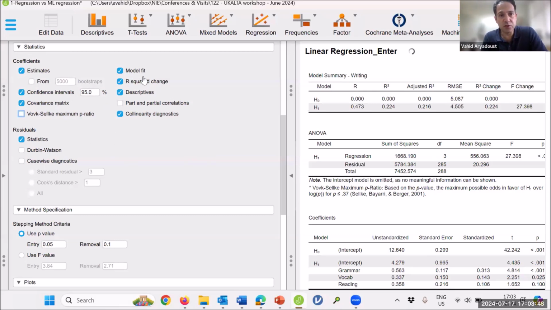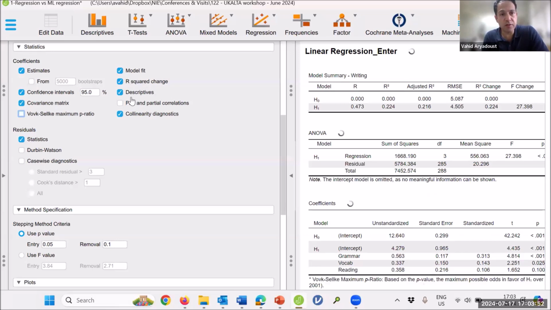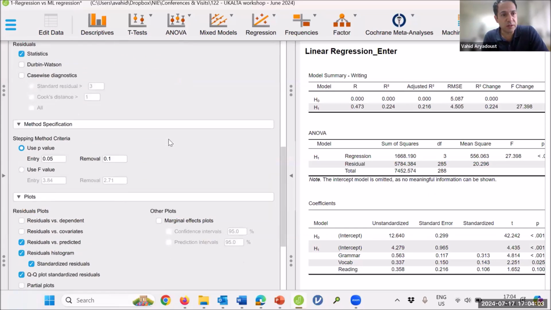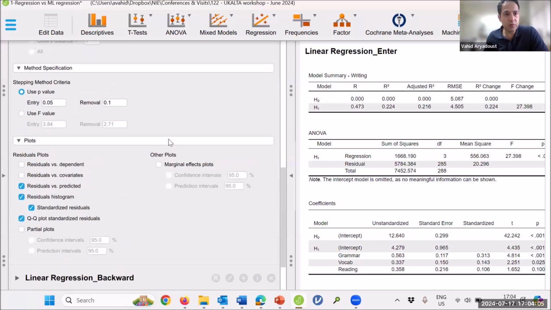Model fit is also important. R-squared change is important, and R-squared value itself. If you like, you can get descriptive statistics as well, and also collinearity. And I think that's about the statistics. What else do we want to get? The p-value.